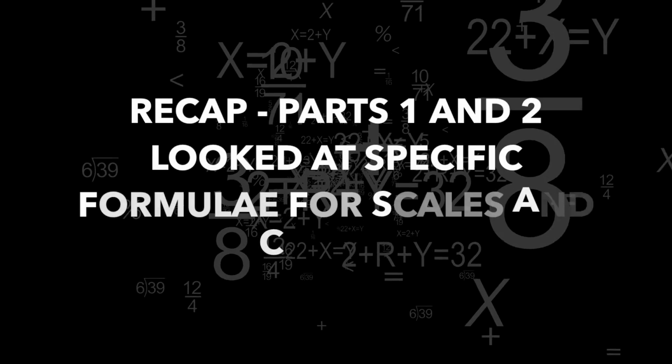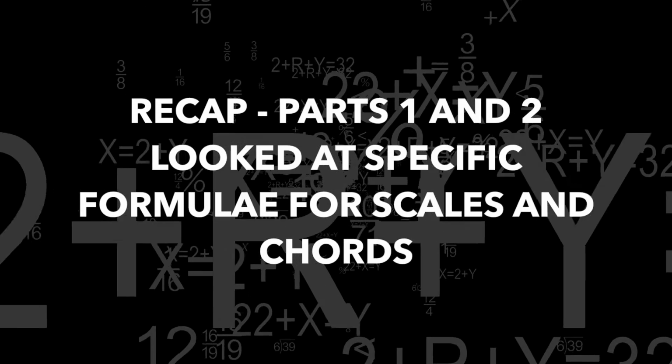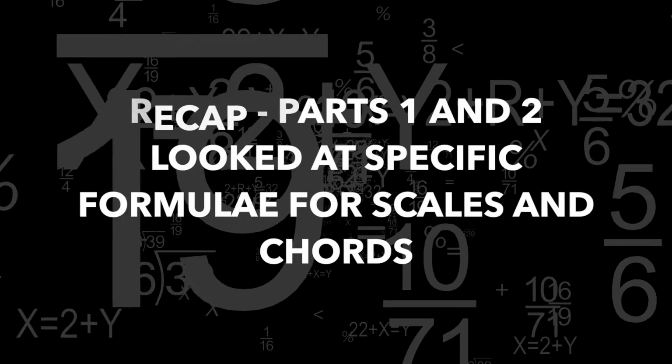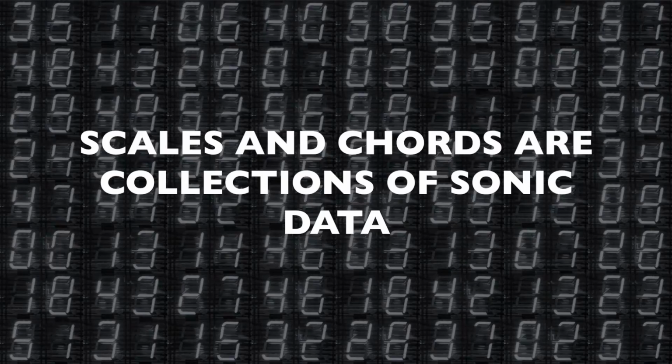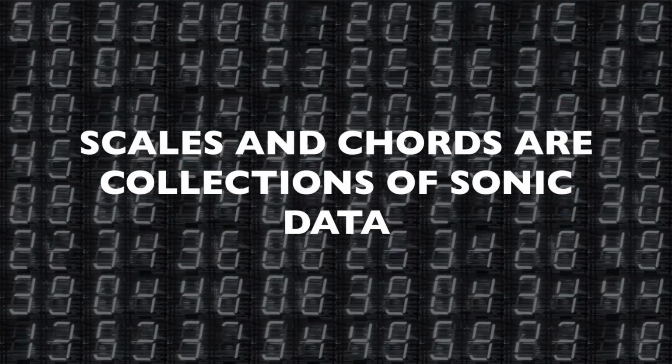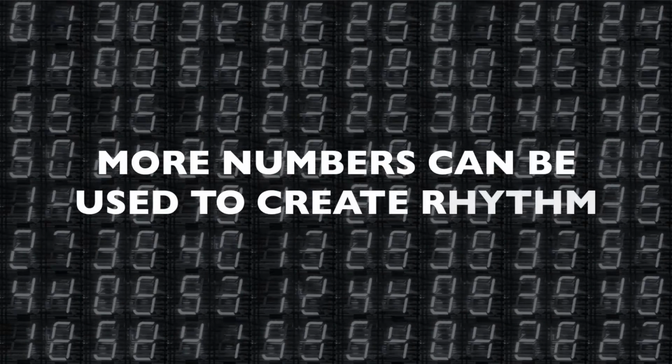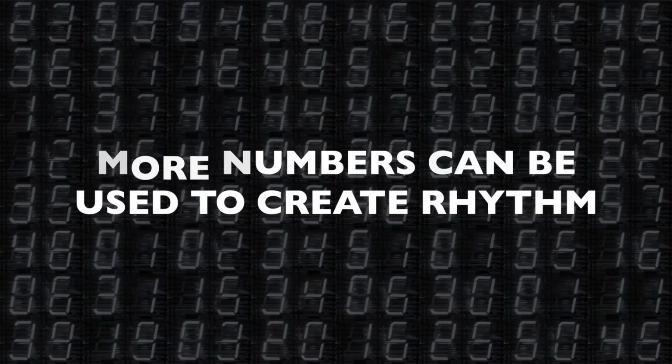Parts 1 and 2 looked at how using specific formulae could create musical colours in the form of scales and chords. Scales and chords are just collections of sonic data which provide different outcomes according to the combinations of numbers that are used. However, this information would be nothing without movement. We can use more numbers and mathematical elements to create rhythm.